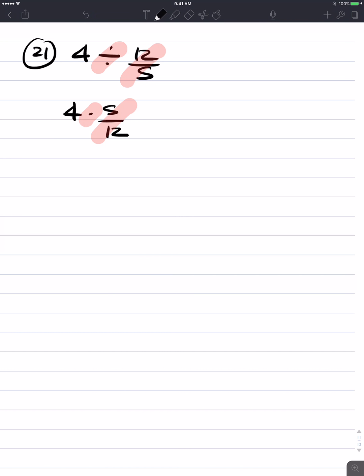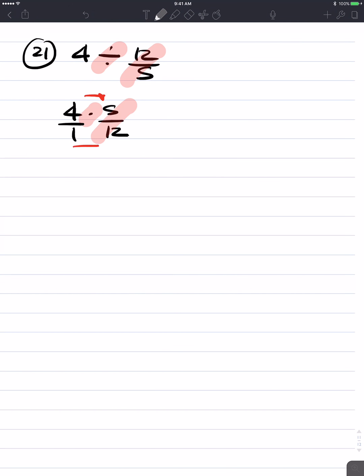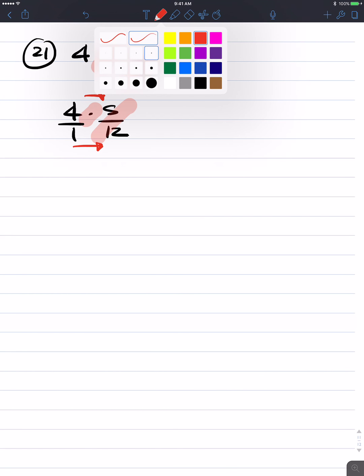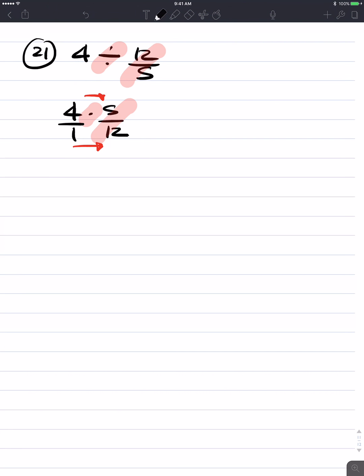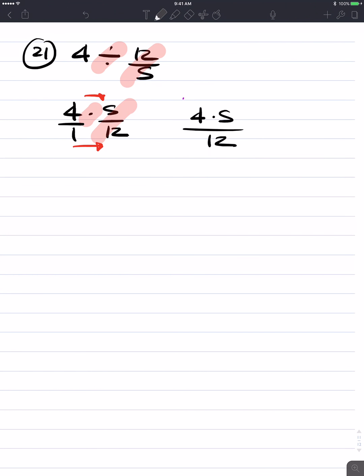Now this 4 is really over 1. We are multiplying fractions. We multiply horizontally across. We end up with 4 times 5 over 12. All of our fractions need to be reduced, so we're going to have to break down these numbers. 4 is written as 2 times 2. 5 is already prime. 12 is 2 times 2 times 3.